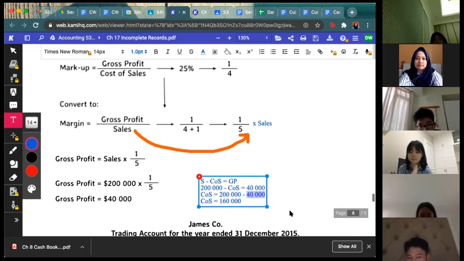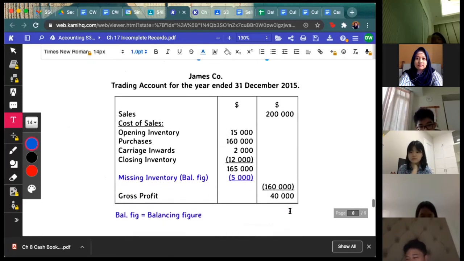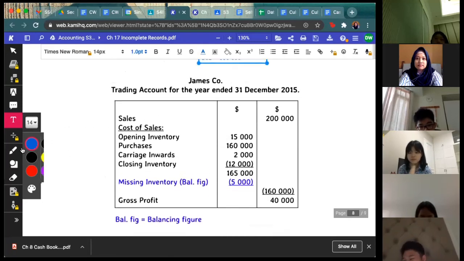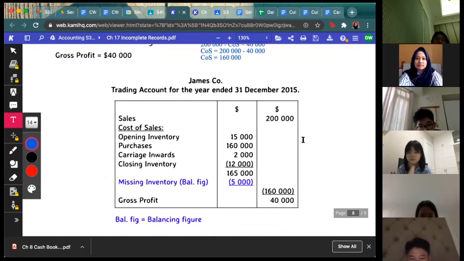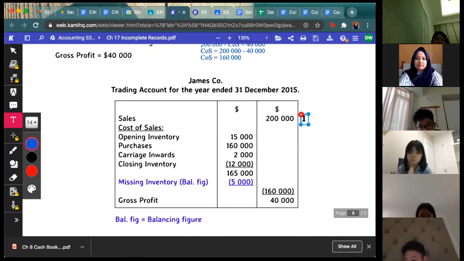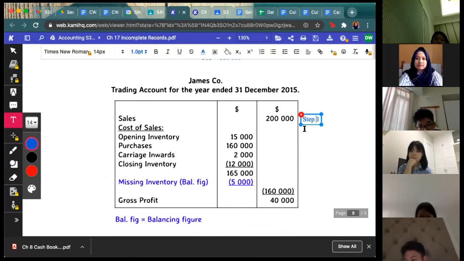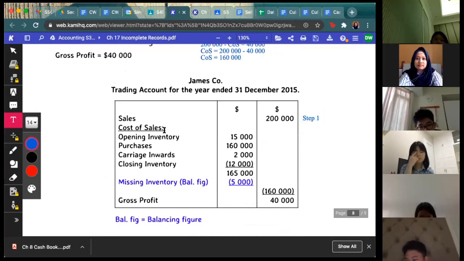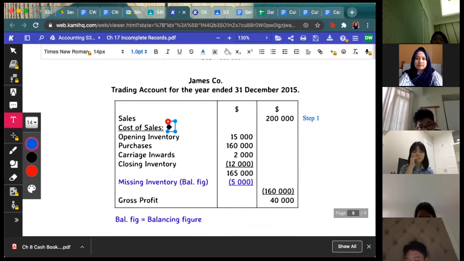Let's do the income statement. Now this is the income statement. The first thing that you need to put is this one. This is number 1. Step number 1, put the sales. After you put the sales, you put cost of sales. This is number 2.